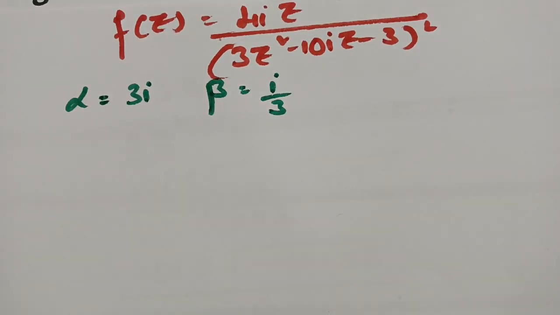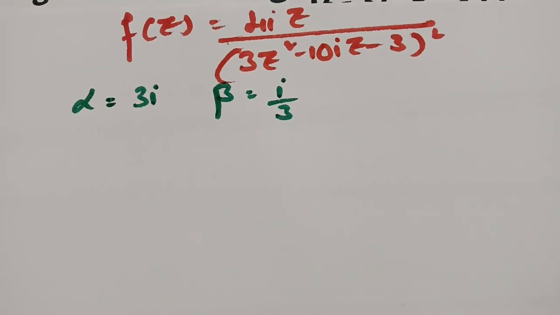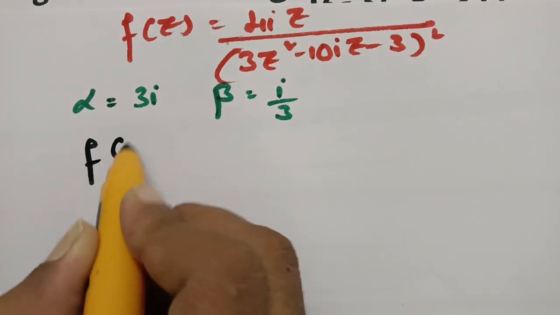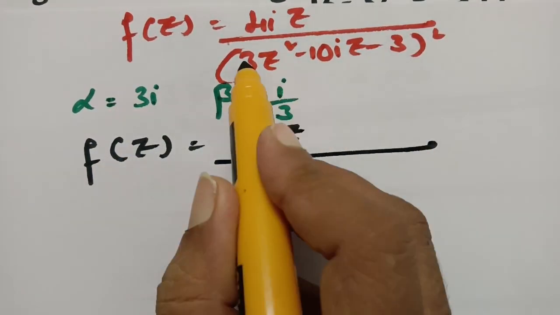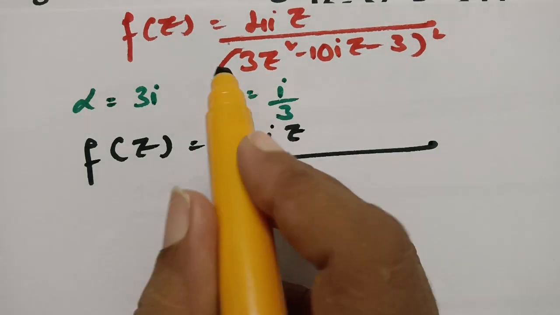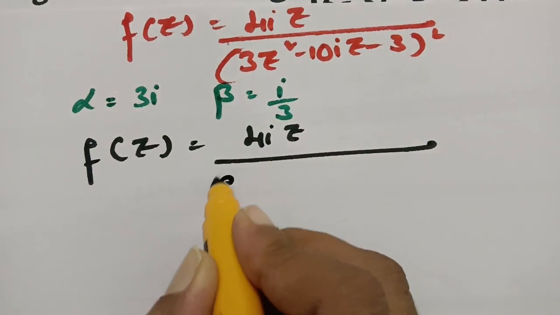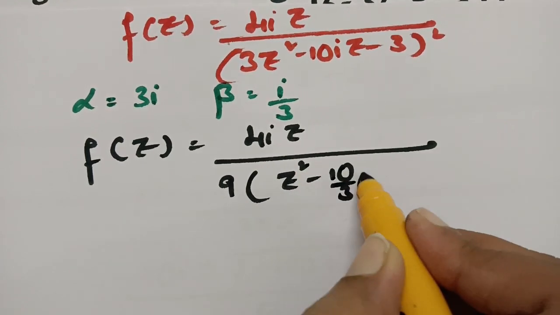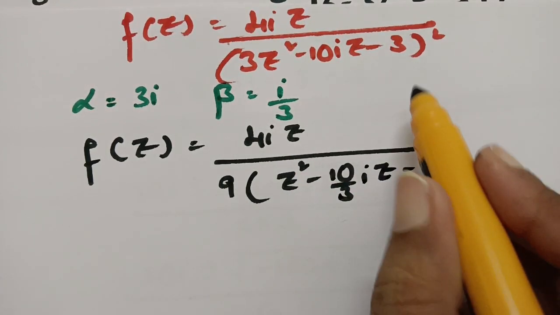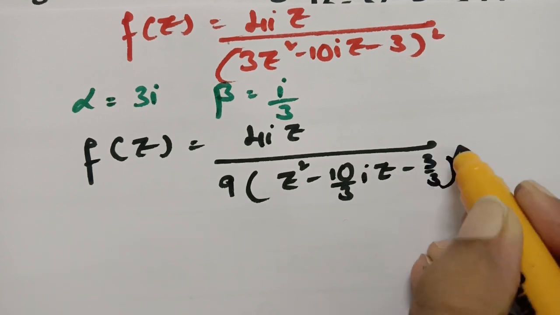this can be written as f of z is equal to 4i into z by, if I take 3 common from this, 3 square is 9, so 9 comes out, so this is z square minus 10 by 3i into z minus 3 by 3, this is whole square.